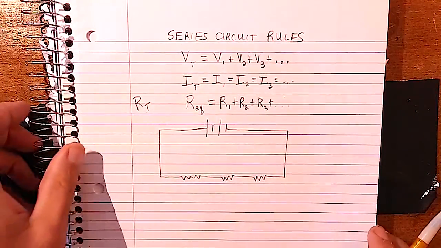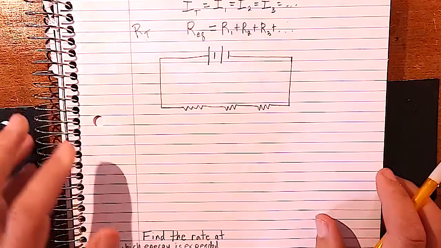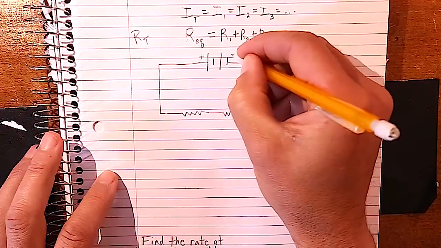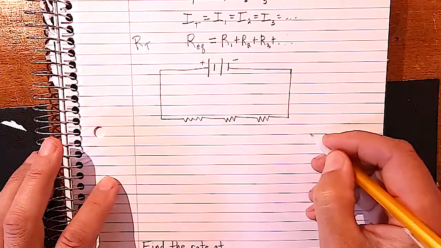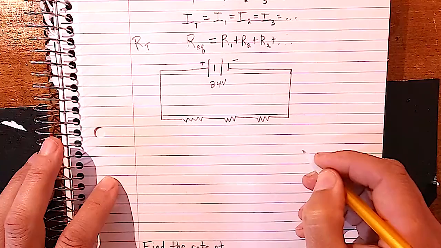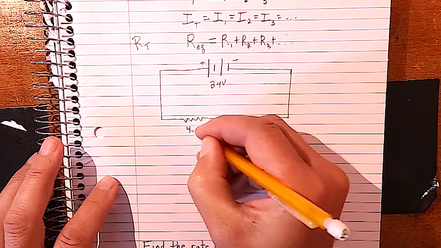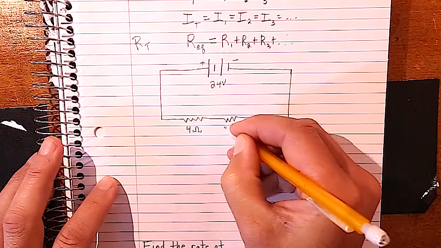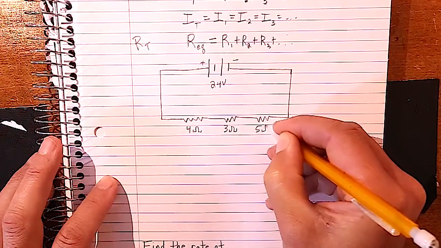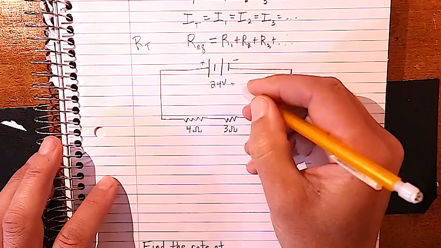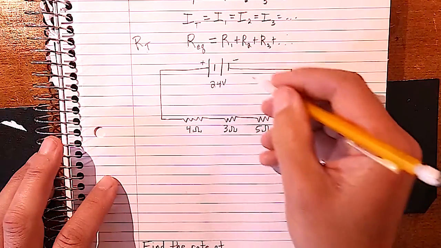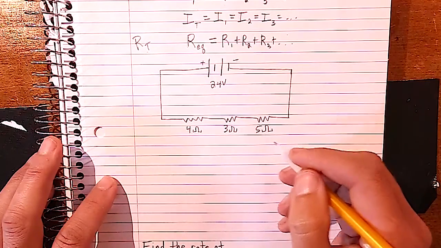So let's go ahead and solve a circuit. We have a circuit here. We'll label our battery plus and minus, and let's say it's a 24 volt power supply, and the resistors are 4 ohms, 3 ohms, and 5 ohms. Let's solve for the current and the voltage in every single place in the circuit.